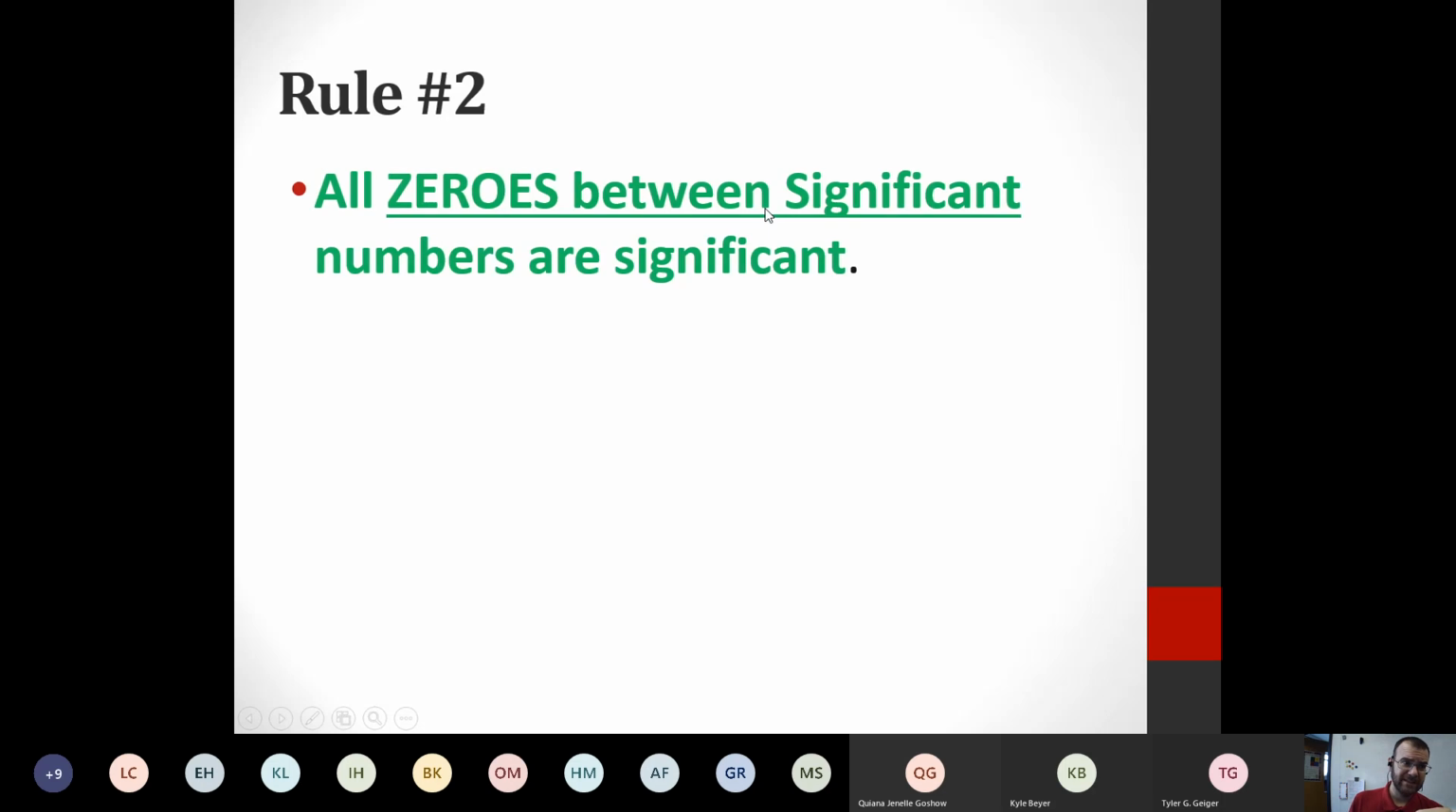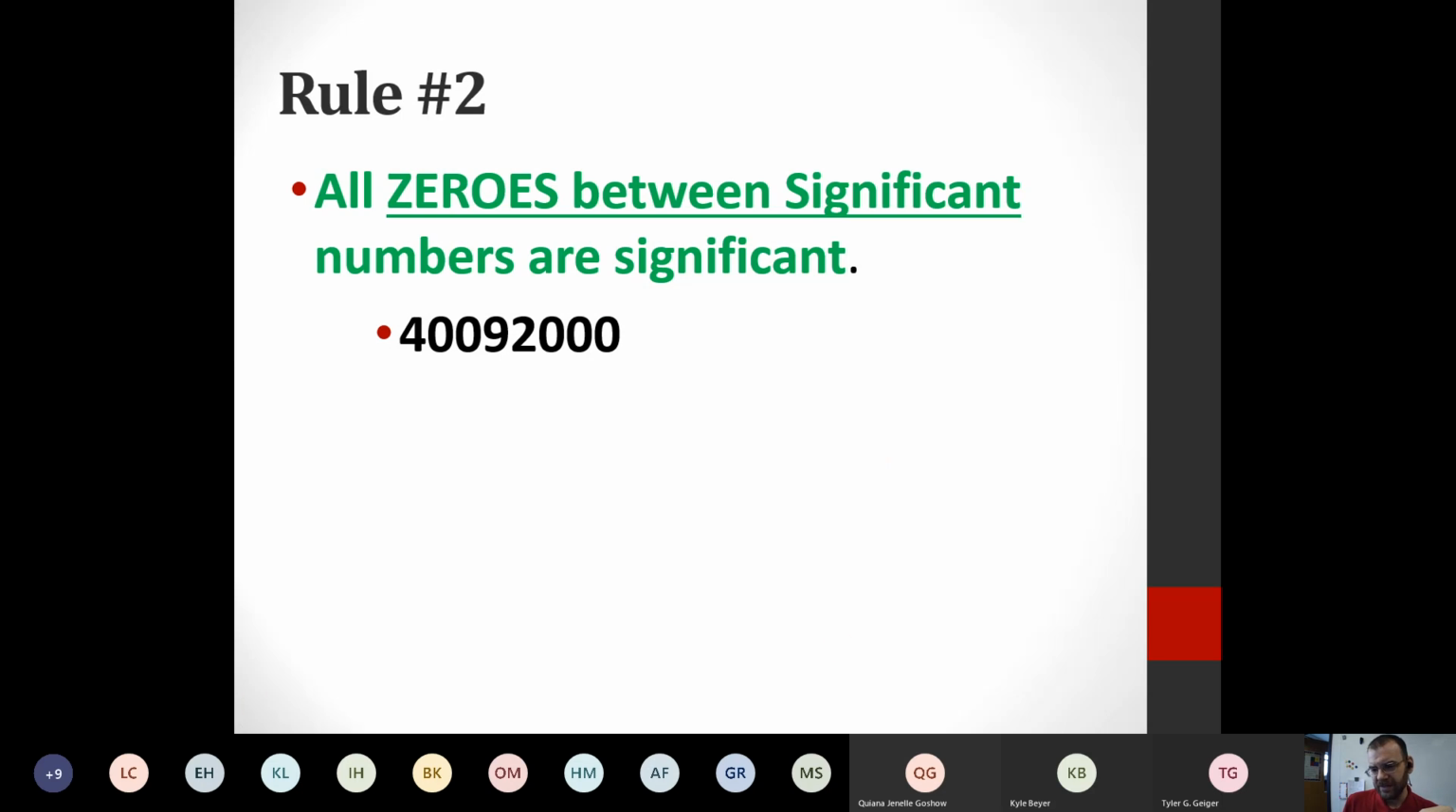Now, rule 2 states that zeros between significant numbers are significant. For example, here, if you've got 400920000, you will notice that this 4 is significant, this 9 is significant, this 2 is significant. So what about these zeros in between? 0 can be a valid measurement, and it happens all the time. And in fact, it happens at least 1/10 of the time, statistically speaking. This means that all of these are significant. But these zeros afterward, these are just placeholders.